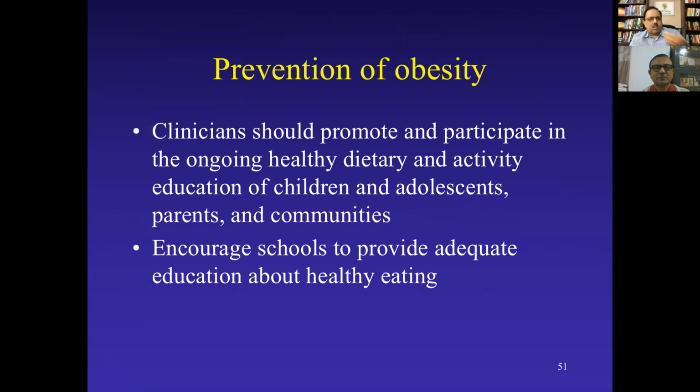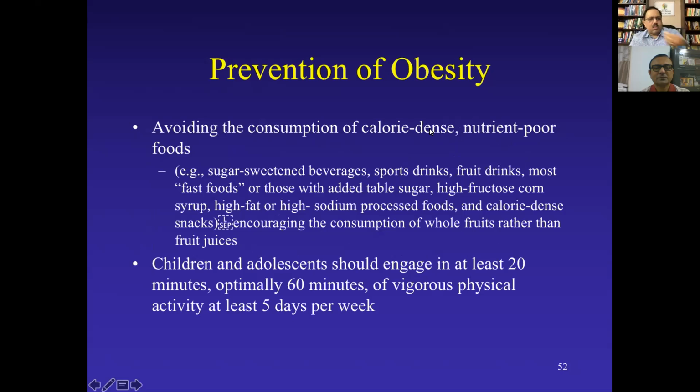In prevention of obesity, a holistic approach has been advocated, and clinicians should promote and participate in ongoing healthy dietary and activity education for children from a very young age. This should also be extended to parents and communities, and we should encourage schools to provide adequate education about healthy eating. Avoiding consumption of calorie-dense, nutrient-poor food has been emphasized tremendously, and IAP is also taking a lot of steps to actually improve this.